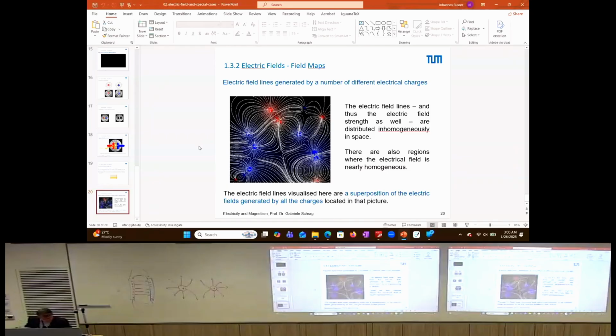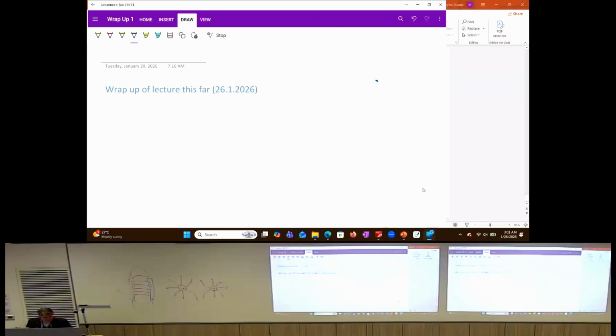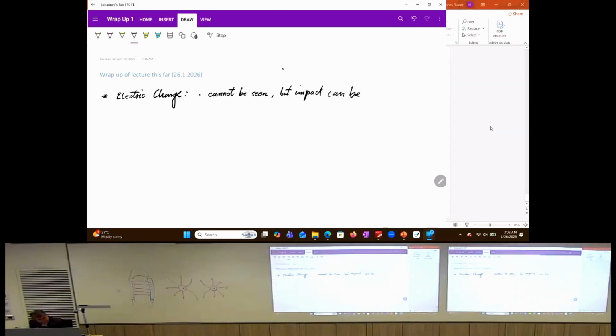Okay, let's do a wrap up on what we have seen thus far. So what are special features of the electric charge? The force field that we have in this Coulomb law cannot be seen, but its impact can be observed. That's a special case for the electric charge.